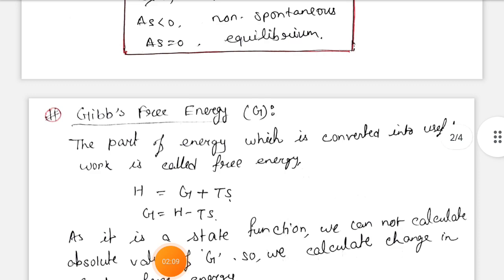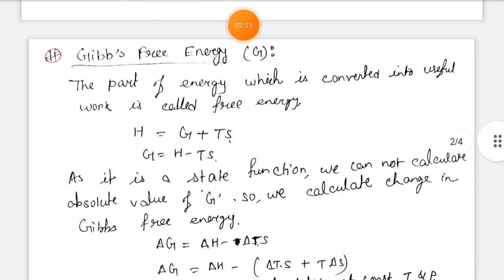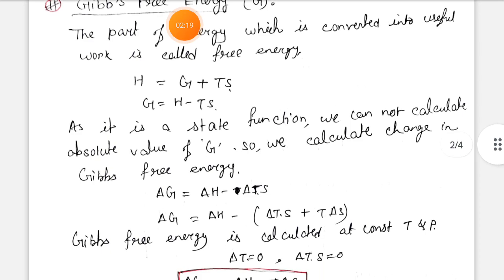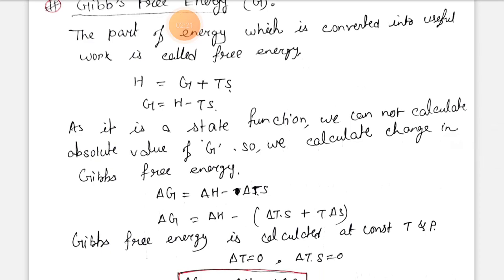Next, Gibbs free energy. The part of energy which is converted into useful work is called free energy. So H is equal to G plus TS, that is enthalpy is equal to Gibbs free energy plus temperature into entropy. If we rearrange this, we get G is equal to H minus TS.